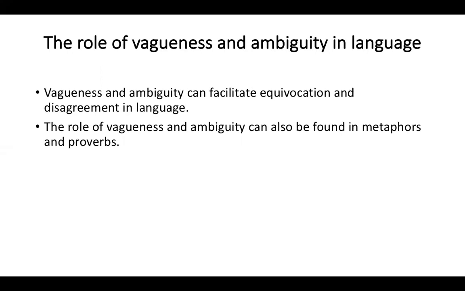The role of vagueness and ambiguity in language. Vagueness and ambiguity can facilitate equivocation and disagreement in language. Now we're going to look at equivocation right now. It is one of the fallacies that are used to deceive people. The role of vagueness and ambiguity can also be found in metaphors and proverbs. You know that metaphors are intentionally vague so that they can permit different interpretations that are not literal, that are not based on the words in the sentence.